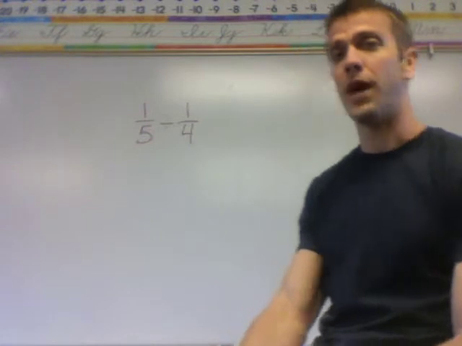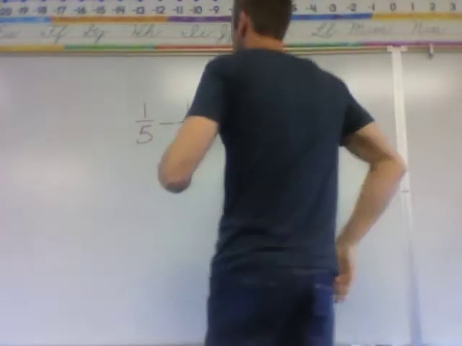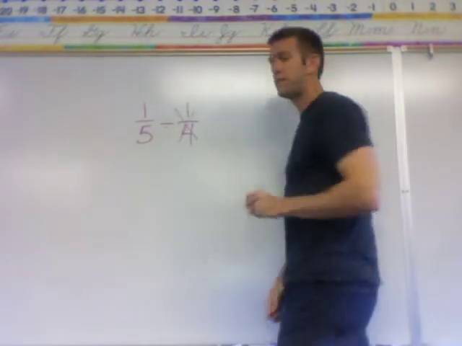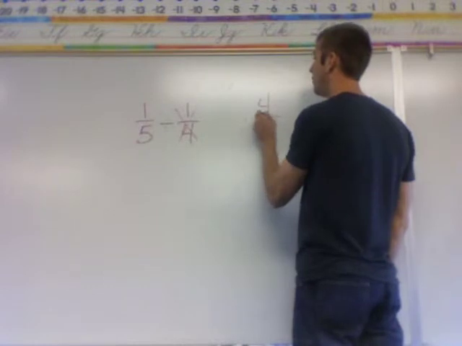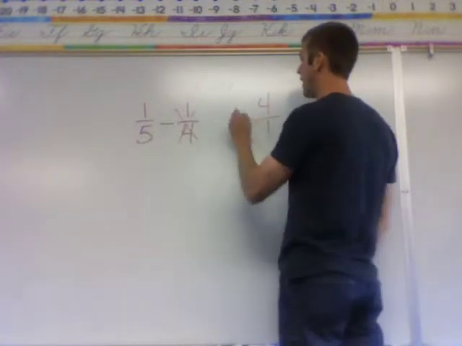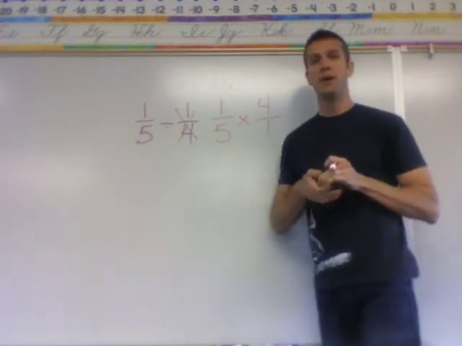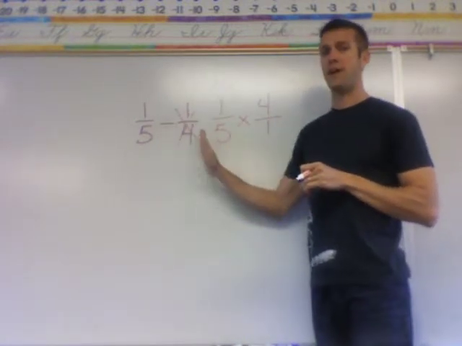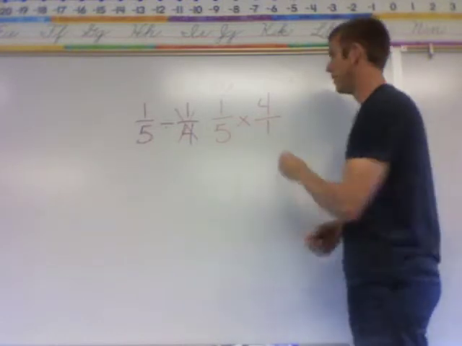You flip and multiply. So 1/5 divided by 1/4, you change this 1/4 to the reciprocal, 4/1, and you multiply it by the first fraction. You only flip the second number, the second fraction. So now your problem is 1/5 times 4/1.